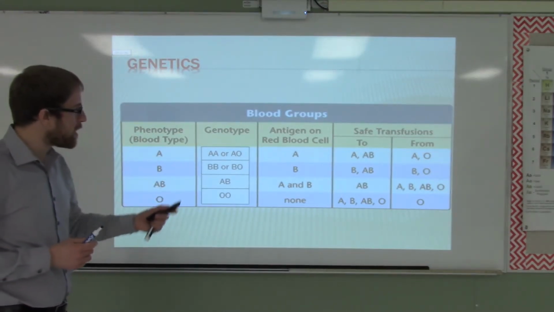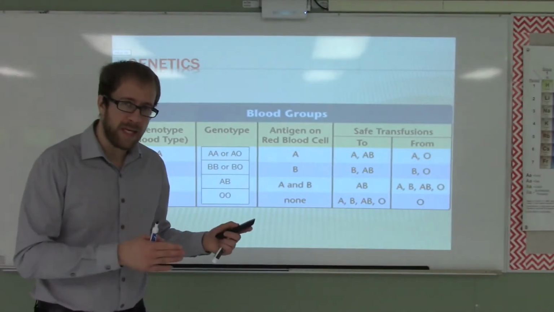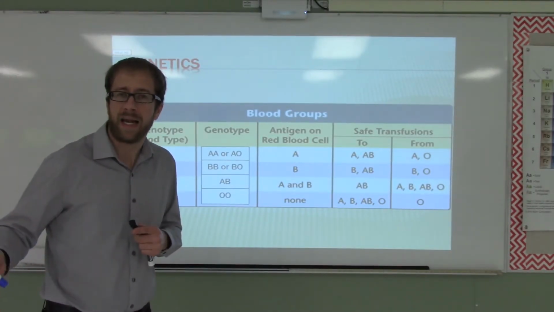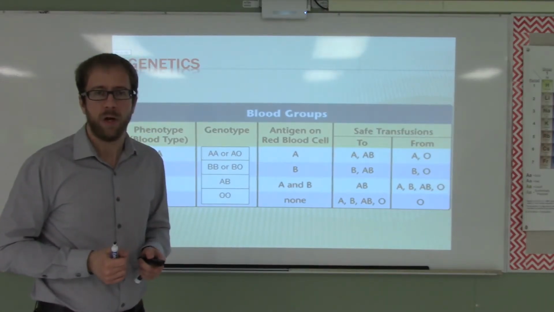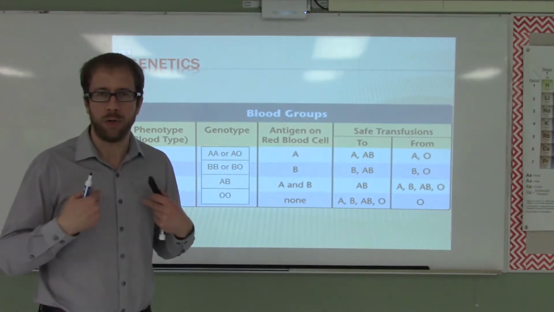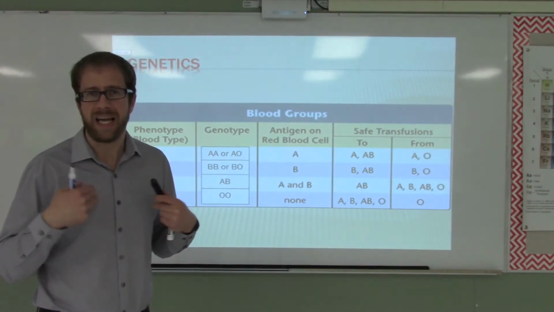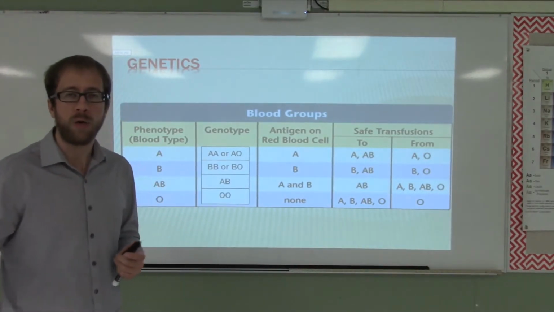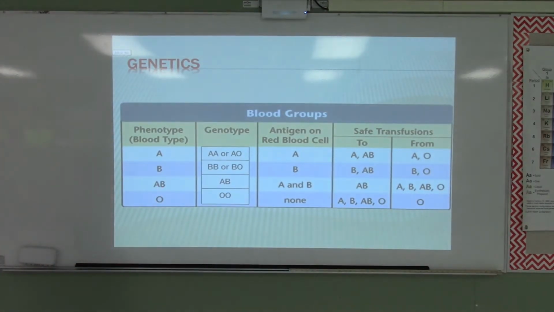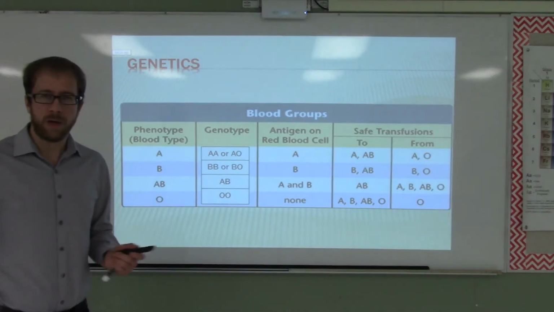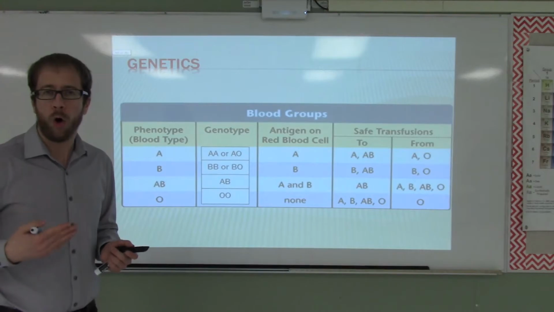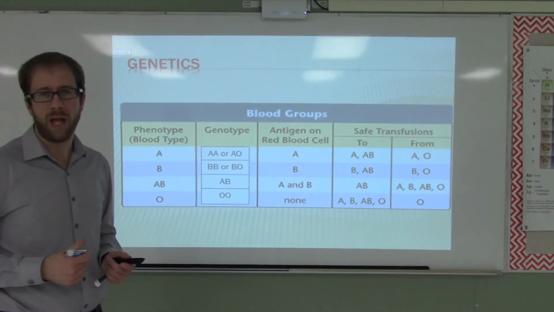If you're type B, you can receive blood from B and O, but you cannot receive blood from anything that has A antigen. Remember, you will always attack things that are not you, right? Anything that's recognized as not self, your body will attack. AB, you can receive from anyone, because you have the antigens A and B, so you can receive from O, A, or B type blood.